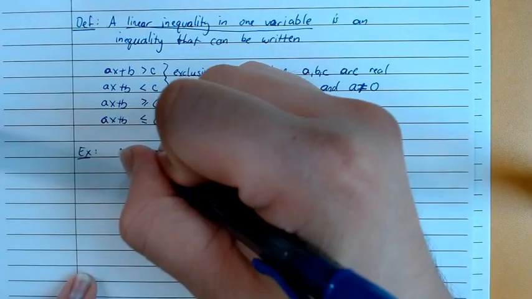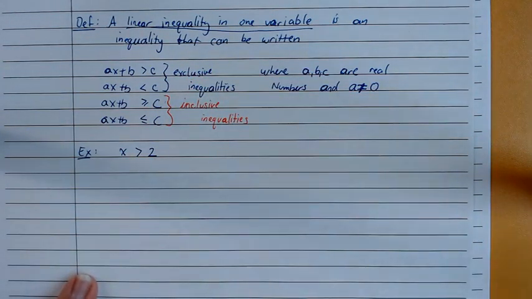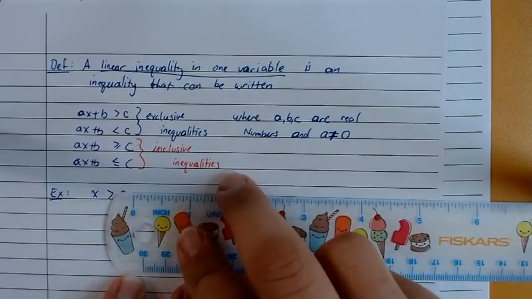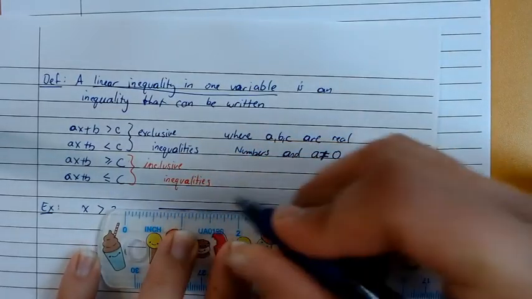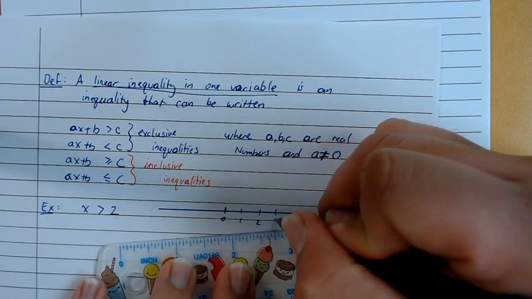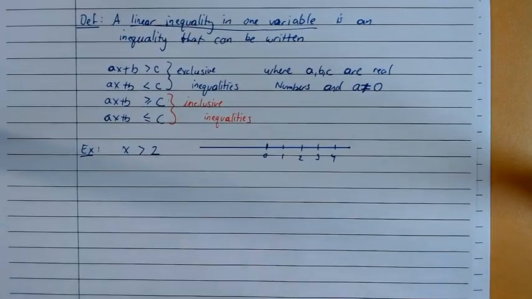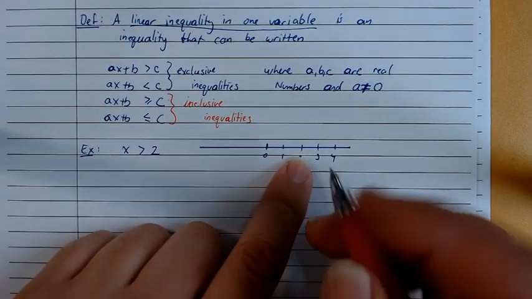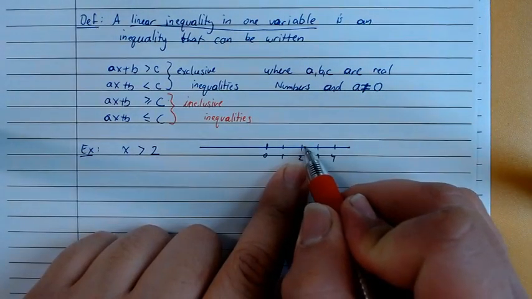Let's say you have x is greater than 2. You can think of this as the points on a number line that are to the right of the number 2. So here is our number line. Here's 0, 1, 2, 3, 4, and so forth. When we say we want x greater than 2, that means from this 2 to the right, we want to include all of these as part of our solutions.